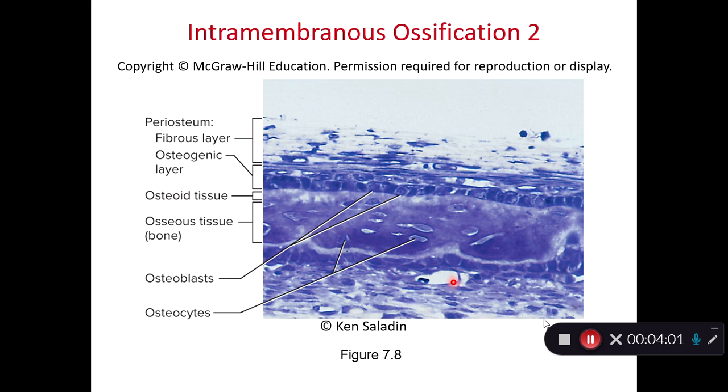Here's a photomicrograph showing the same thing. So we can have our fibrous layer, our periosteum, followed by our osteogenic layer, and then here we have the formation of spongy bone.